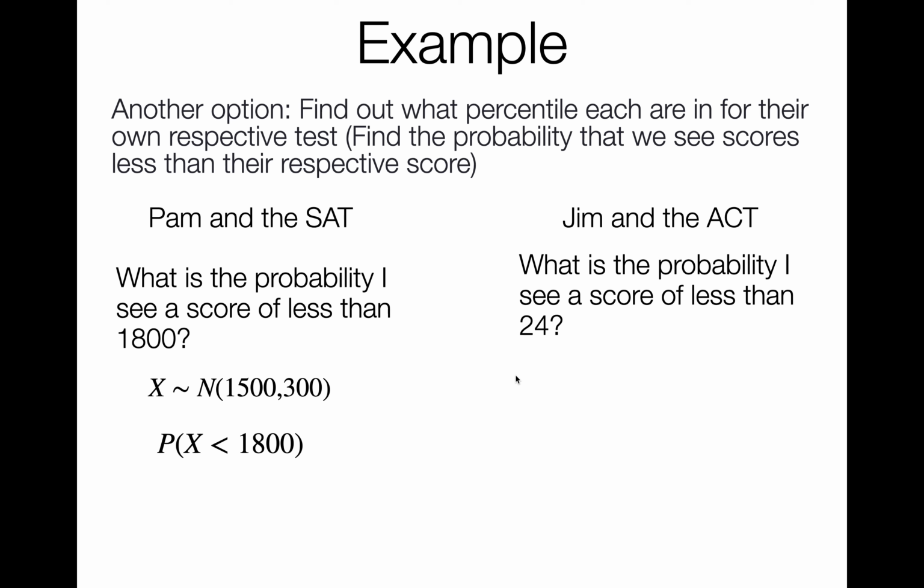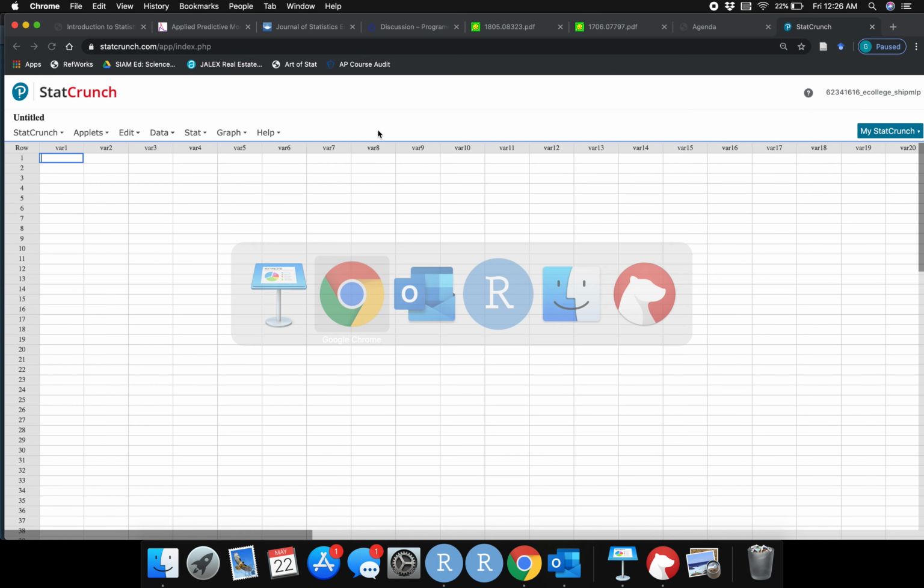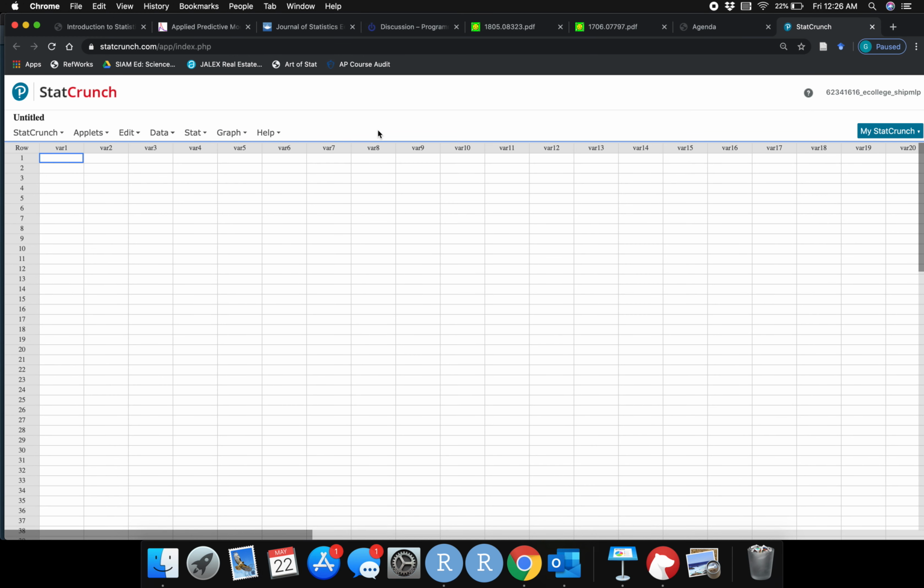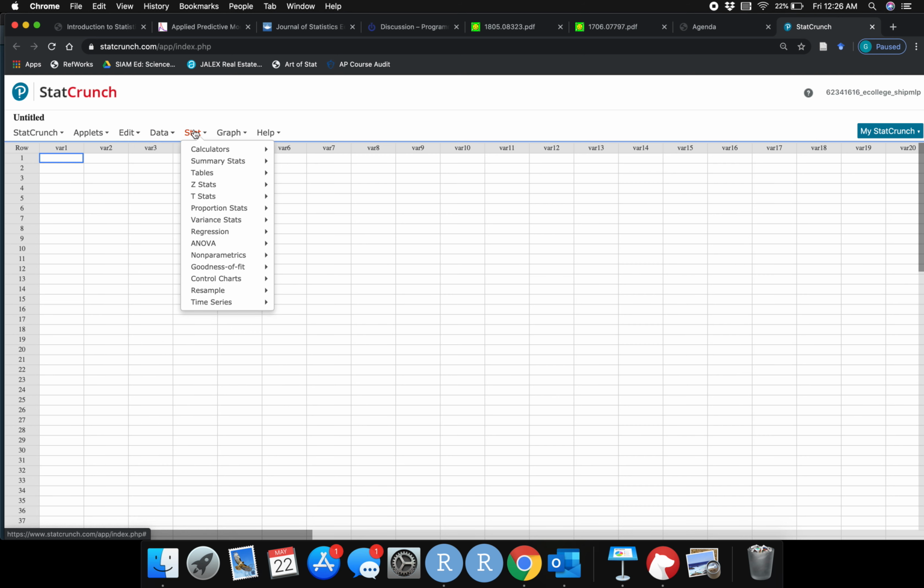Okay, so this is the first example of where we'll see how to use StatCrunch to find this problem. So I'm going to exit out of this, then go to StatCrunch. Okay, so here is StatCrunch. And what we're going to use in StatCrunch is Stat, and then down to Calculator. So Stat, Calculator, and then it gives us a bunch of names.